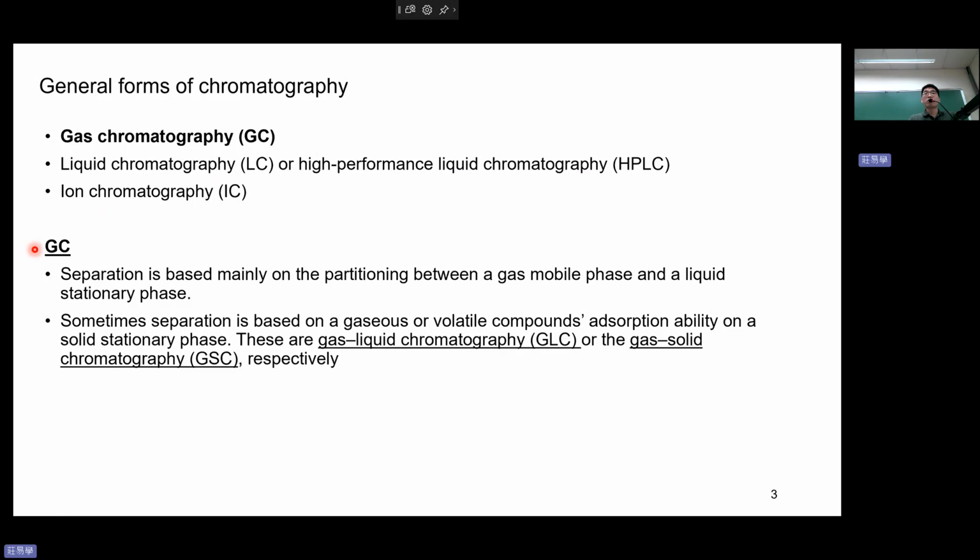So the third one, ion chromatography, is a special case of liquid chromatography. So you may consider ion chromatography a special case of liquid chromatography.